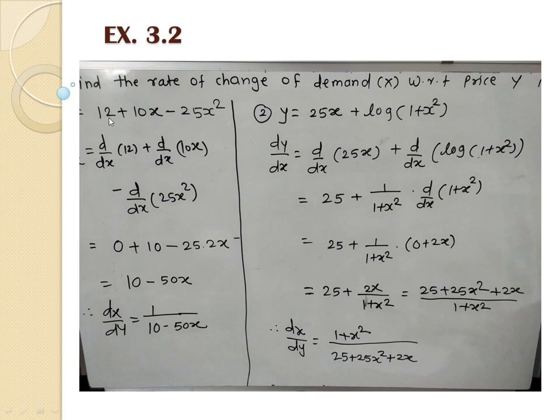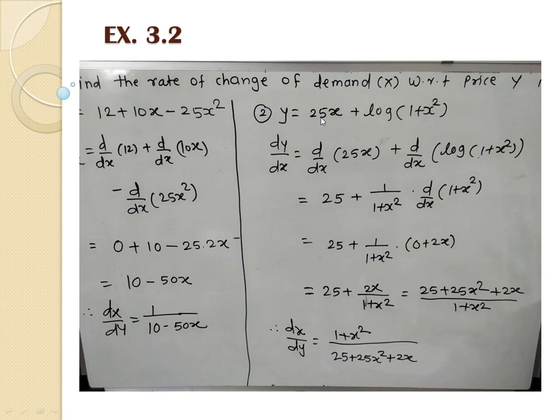Y is equal to 12 plus 10x minus 25x square. Therefore dy by dx is equal to, again using addition rule of derivative, first derivative of 12 plus derivative of 10x minus derivative of 25x square. Derivative of 12 is 0, derivative of 10x is 10, and derivative of 25x square is 25 into 2x. So it is equal to 10 minus 50x. But we have to find dx by dy. Now taking reciprocal of this, 1 upon 10 minus 50x.